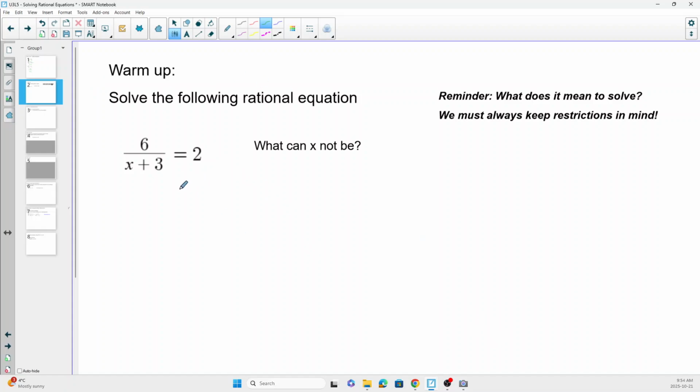So there's a few things. We're looking for a solution. We want to know when this rational function, 6 divided by x plus 3, is equal to exactly 2. So what does it mean to solve?